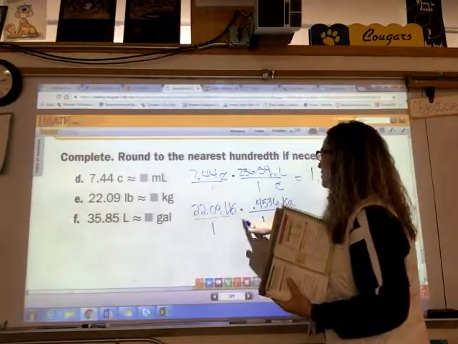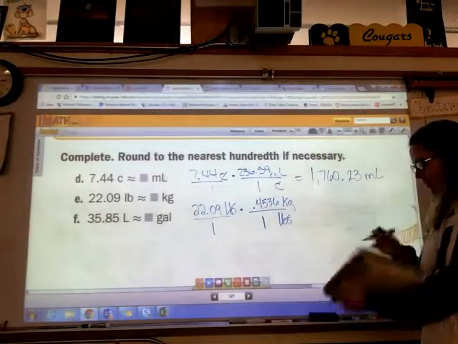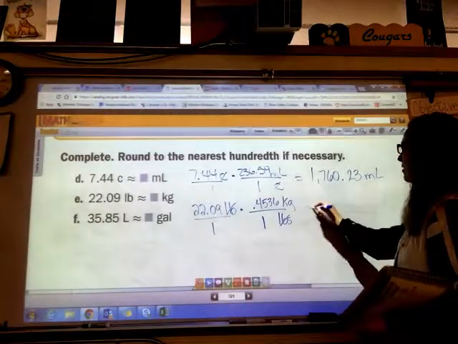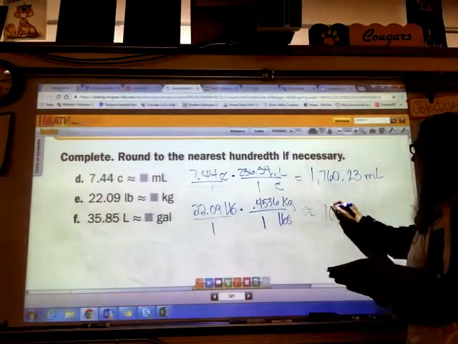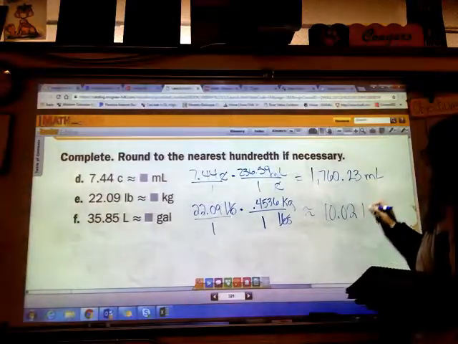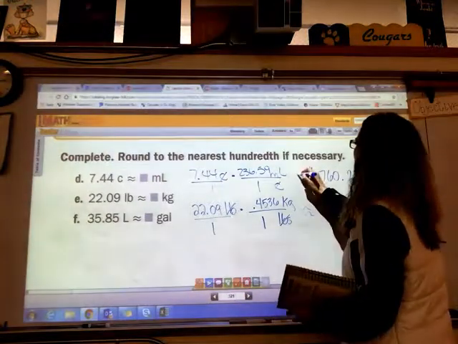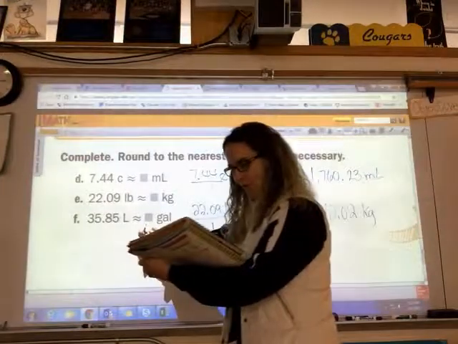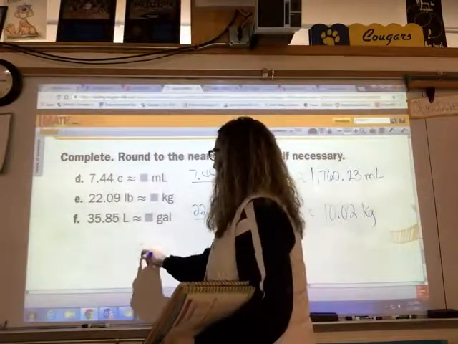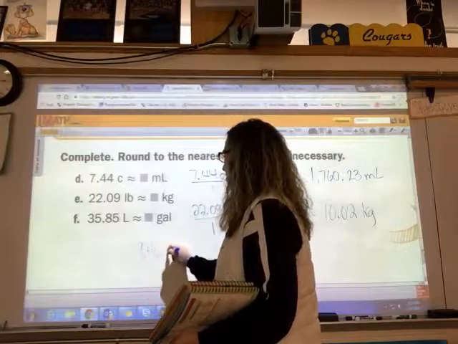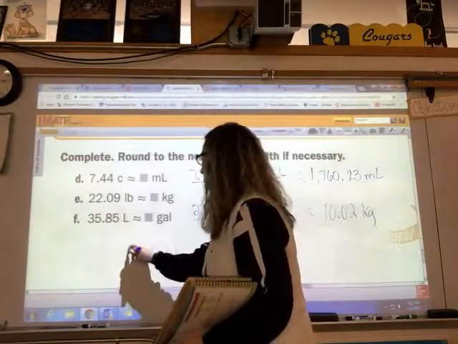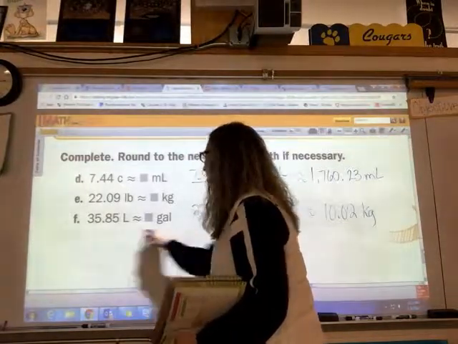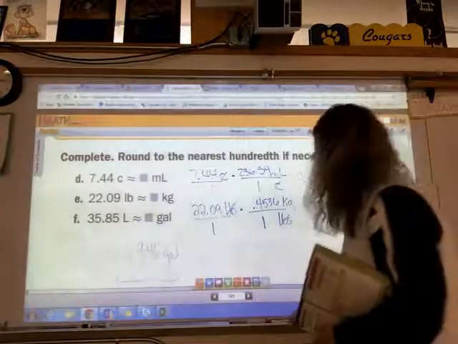Okay? Again, I'm going to multiply straight across. So 22 and 9/100 times 0.4536. When we multiply that, we're going to come up with about 10 and 2/100 kilograms. So I'm going to change that to approximately as well. Same thing for letter F. When you work through that, ultimately we should come up with 9.46 gallons approximately. So you can try that one and take a look at that one.